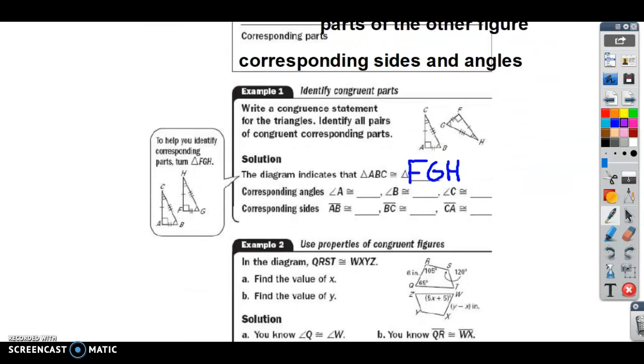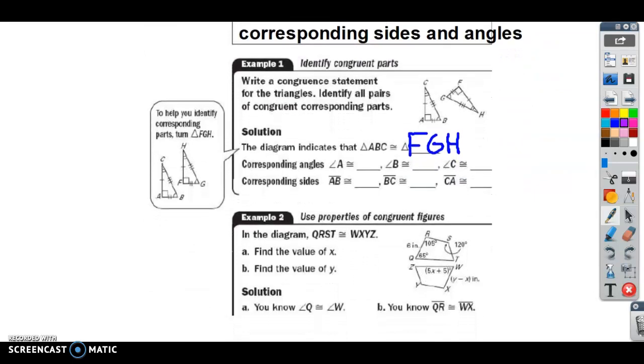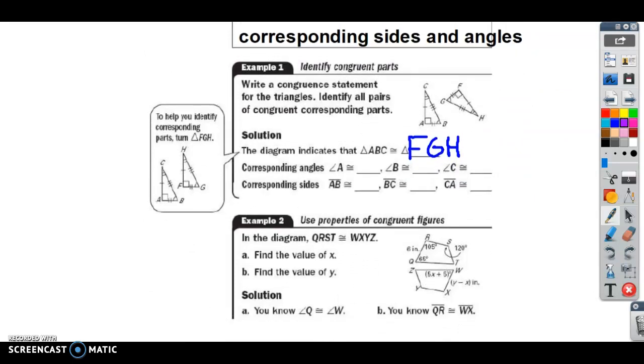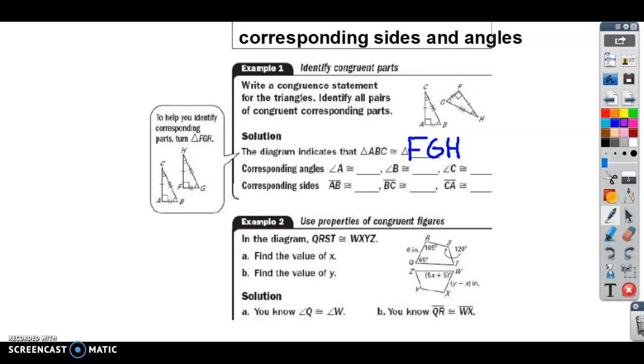So let's look at an example. Write a congruent statement for the triangles. Identify all pairs of congruent corresponding parts. Now you're going to see questions that say write a congruent statement, and a lot of people kind of have a little freak out when they see that. All that means is this angle is congruent to this angle, or this side is congruent to this side.